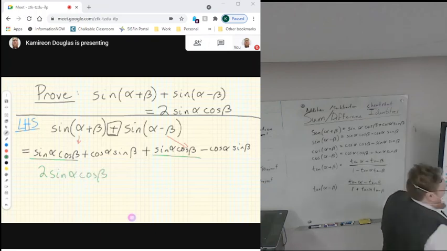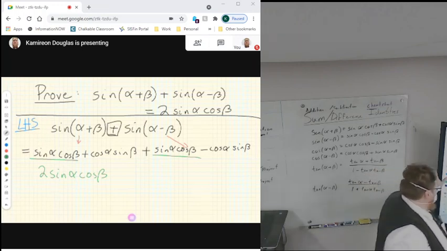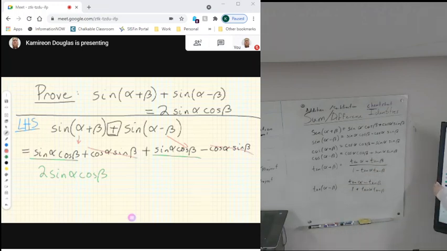So what happens to the other two? They cancel out. Why do they cancel out? Because one's negative, one's positive, so they cancel. Leaving me with just this piece, which you'll notice is the right-hand side. That's how I know I'm done.